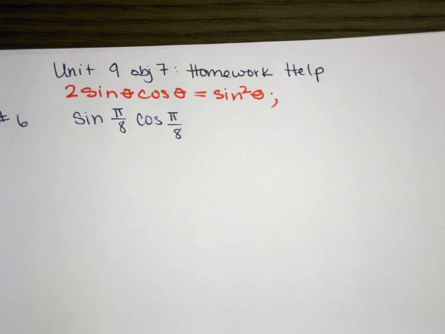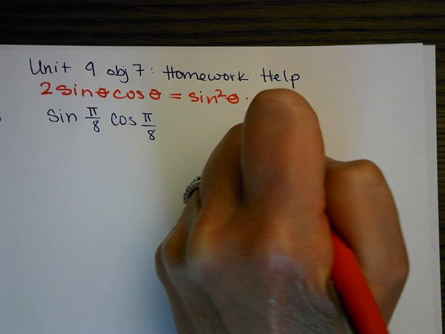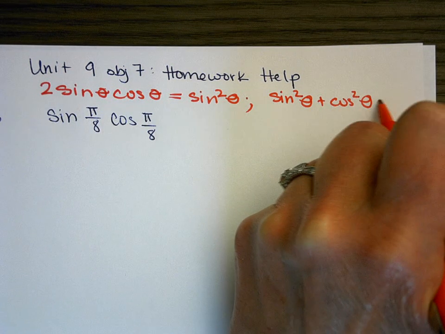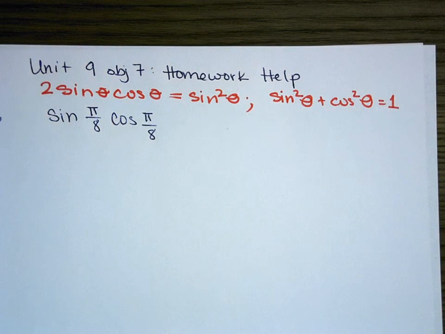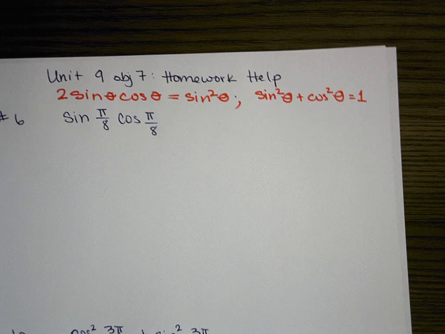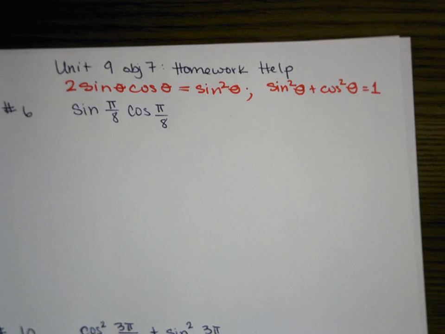And then we also snuck in a review of one of the Pythagorean identities, sine squared theta plus cosine squared theta is equal to 1. So we snuck 1 or 2 of those into your homework as well. It's just a really good review for you. Okay, so let's go ahead and take a look at question number 6.